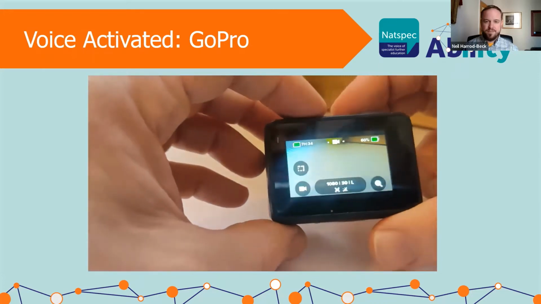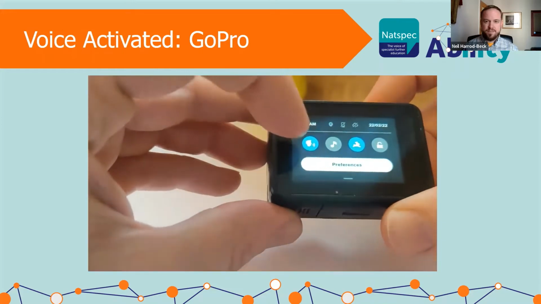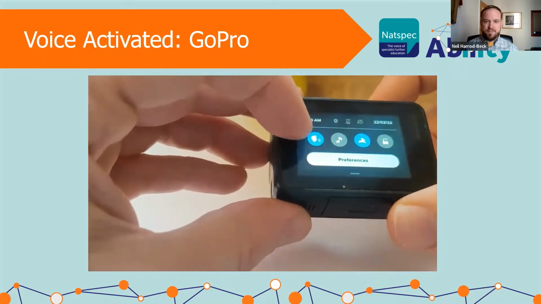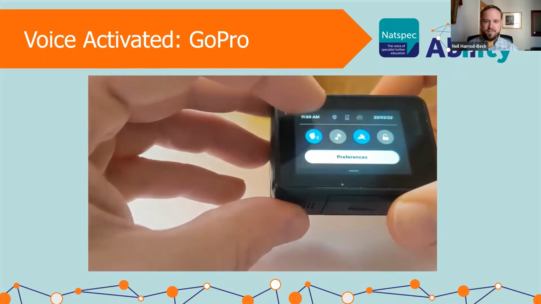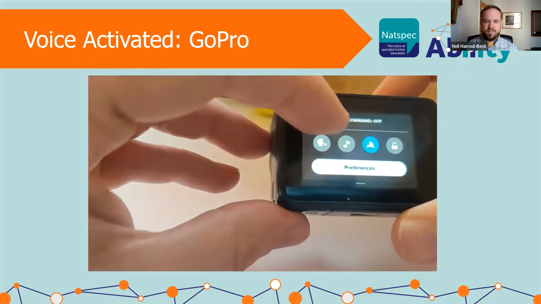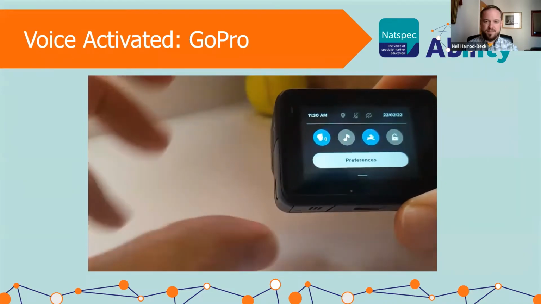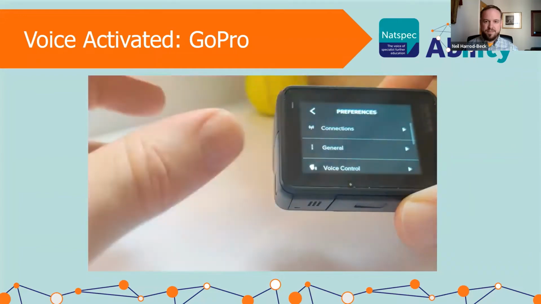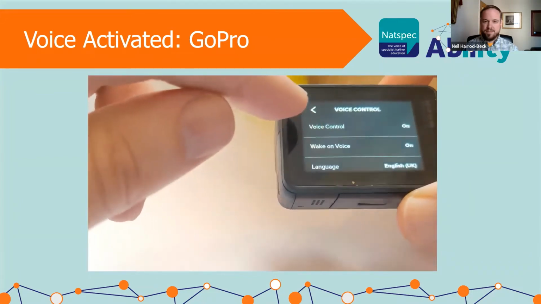Okay, so we can check if the voice activation is on or off by scrolling down from the top. And if this first symbol here is blue, then it's on. So that's it off, that's it on. We can also go into preferences. We go down to voice control here. We've got voice control on.